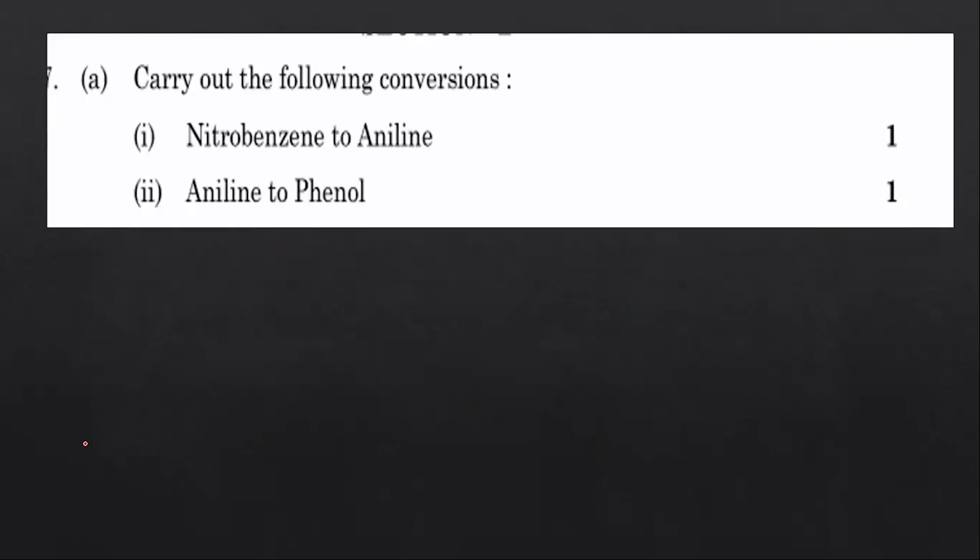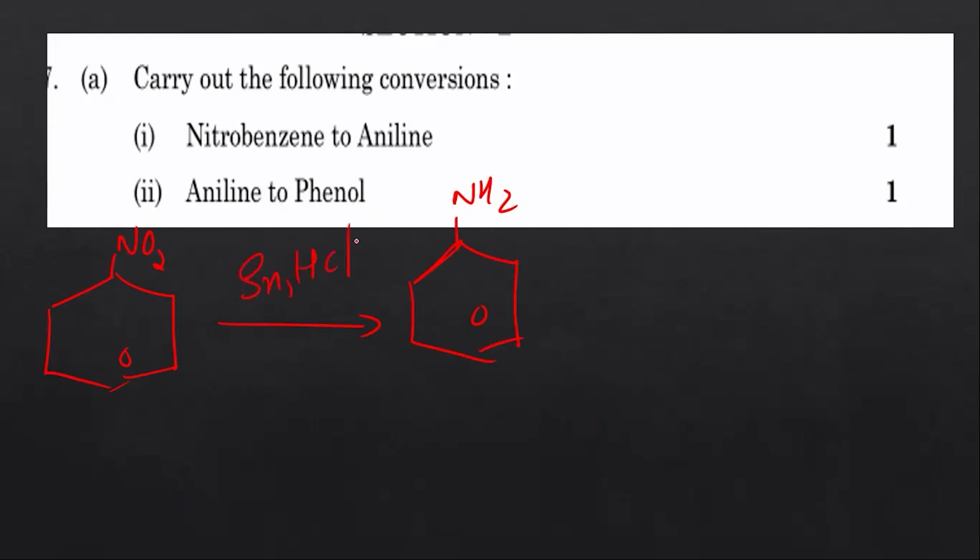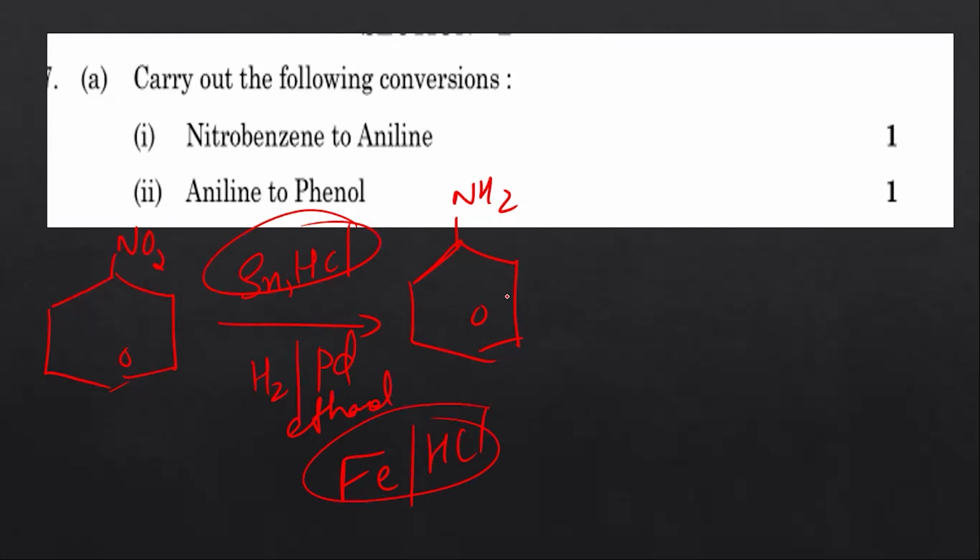Next, carry out the following conversion: nitrobenzene to aniline. How will you convert nitrobenzene to aniline? So write down first the structure of nitrobenzene. Nitrobenzene is NO2, so it should be converted to NH2. Basically this is a reduction process, NO2 converted to NH2. So you can add reagents like Sn/HCl, or you can add hydrogen in the presence of palladium and ethanol. That is also possible. Or you can use iron in the presence of HCl. Just a catalyst in the presence of an acid for this reduction process.